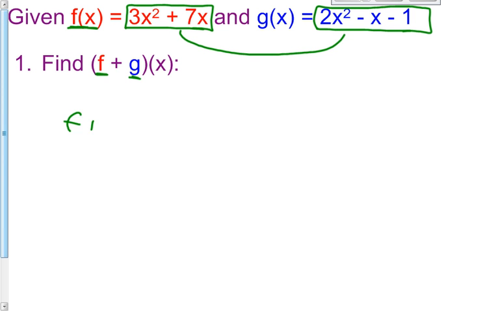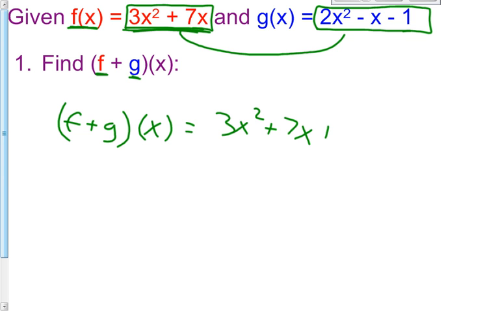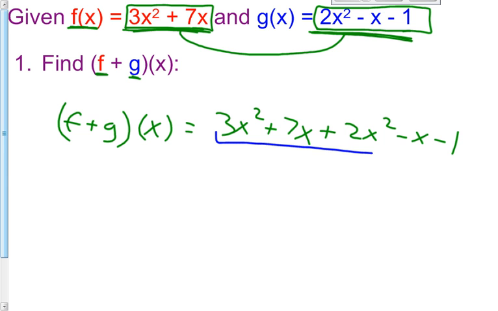So we have f plus g of x equals this. 3x squared plus 7x, that's f of x, adding g of x, 2x squared minus an x plus 1. So now you simply combine like terms. You're not really solving anything here, you're just simplifying. So simplify this right side. 3x squared plus 2x squared is 5x squared. 7x minus an x is a positive 6x, and then you have plus 1. 5x squared plus 6x plus 1.